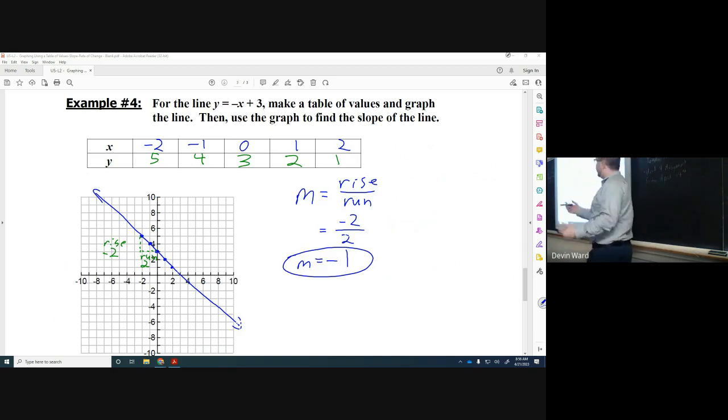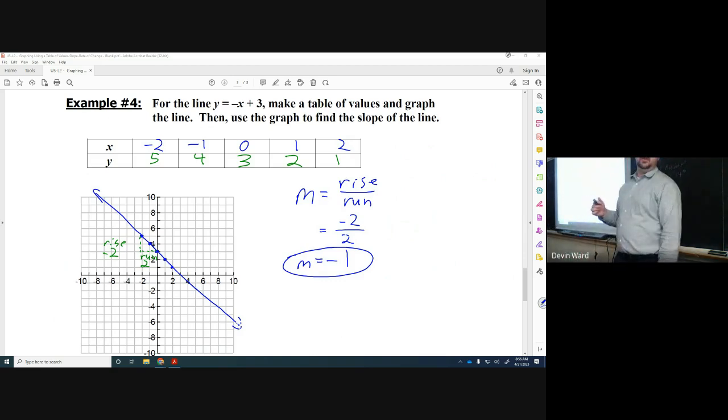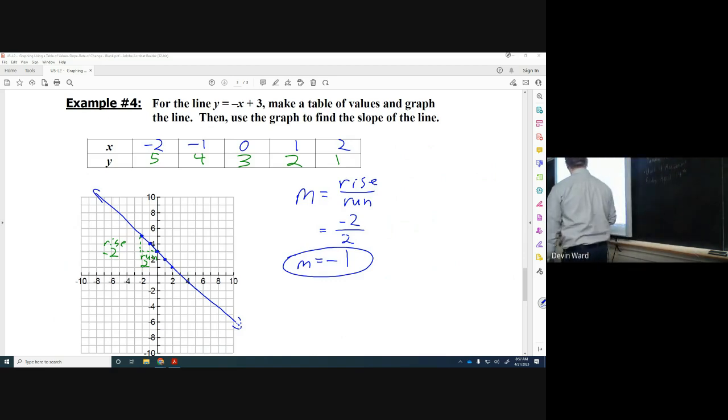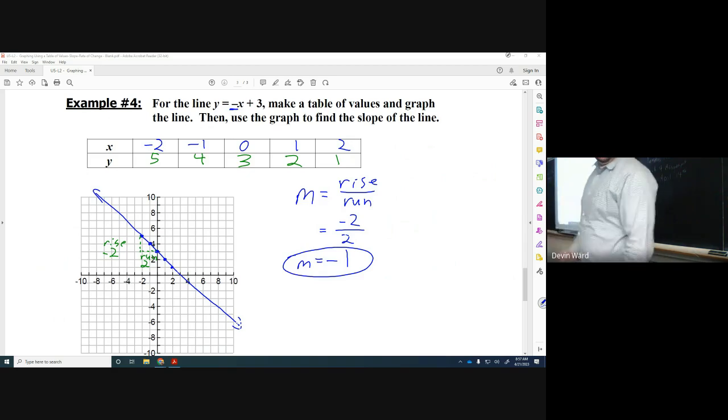So you could have picked any points, any of the point combinations. They all would have worked. On the x, we have -1. So that's going to be our slope. We'll start to talk more about that when we get into the equation of the line.